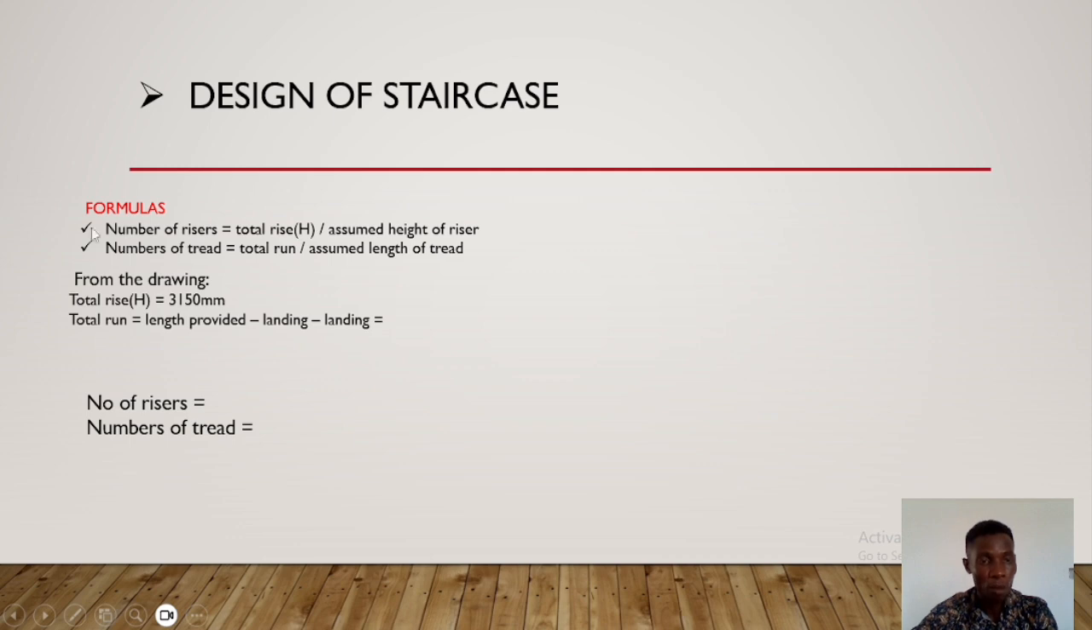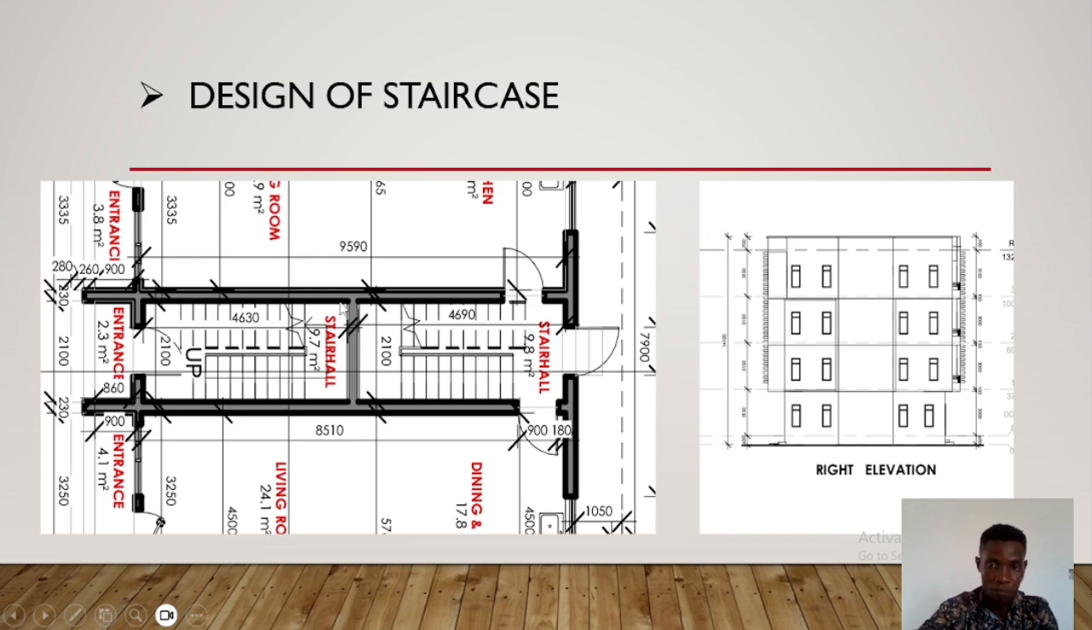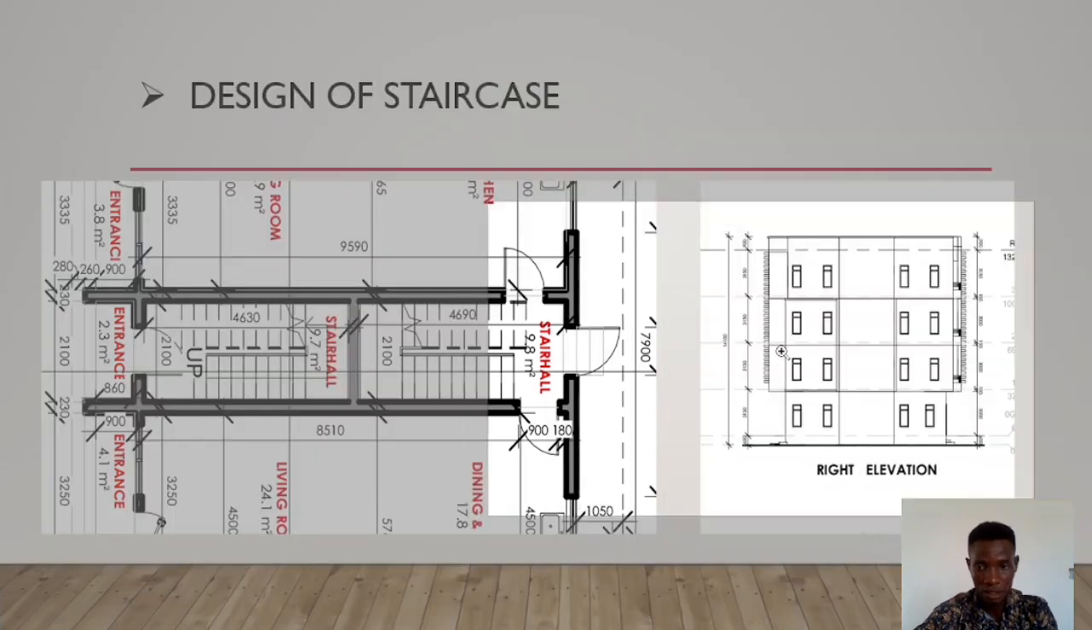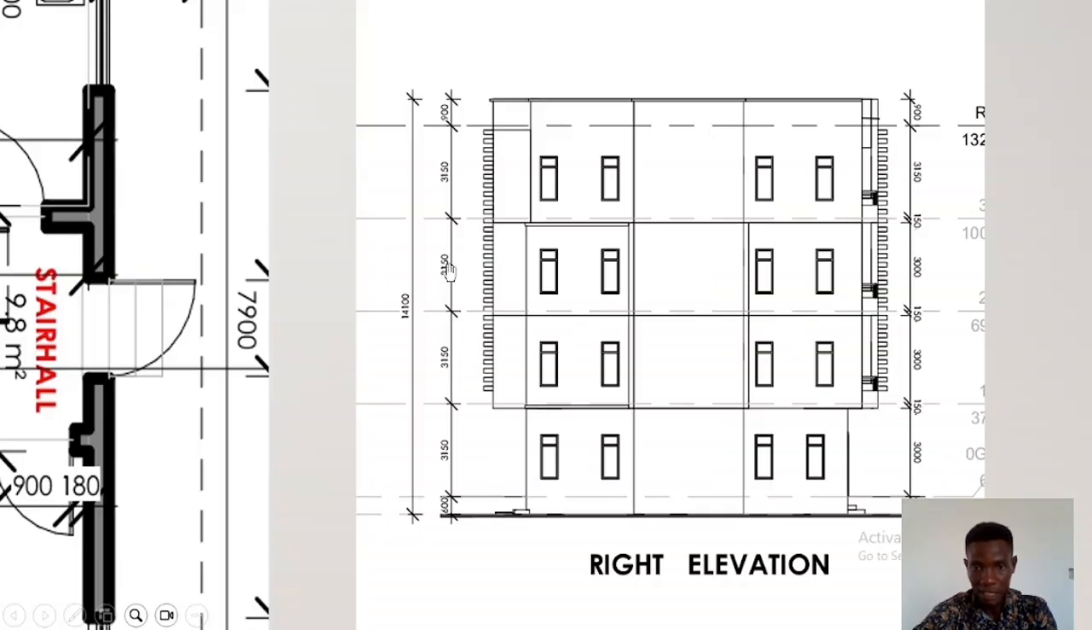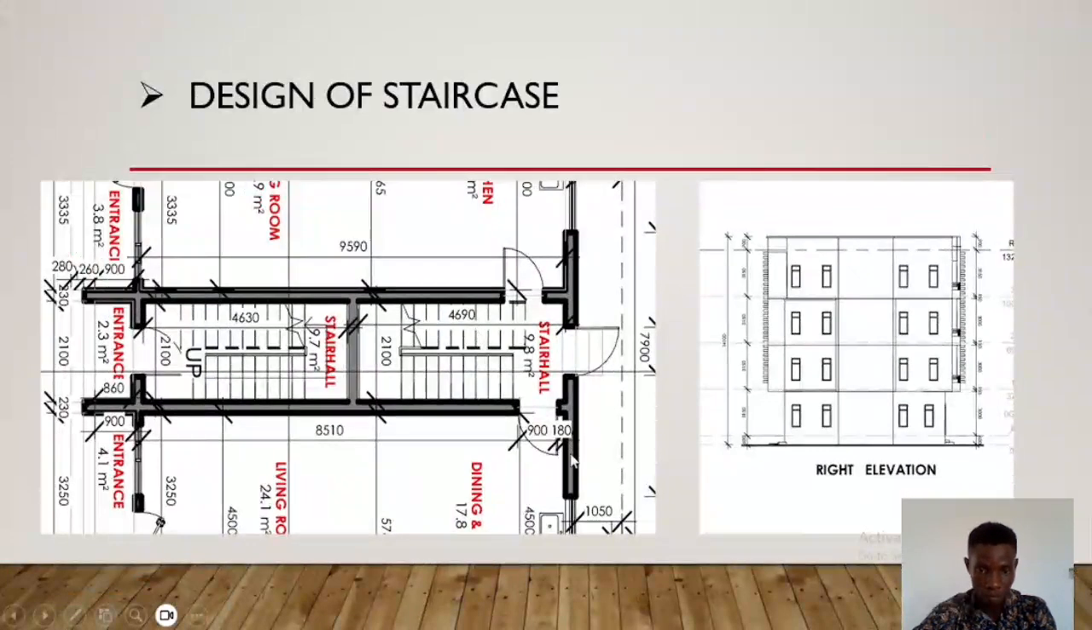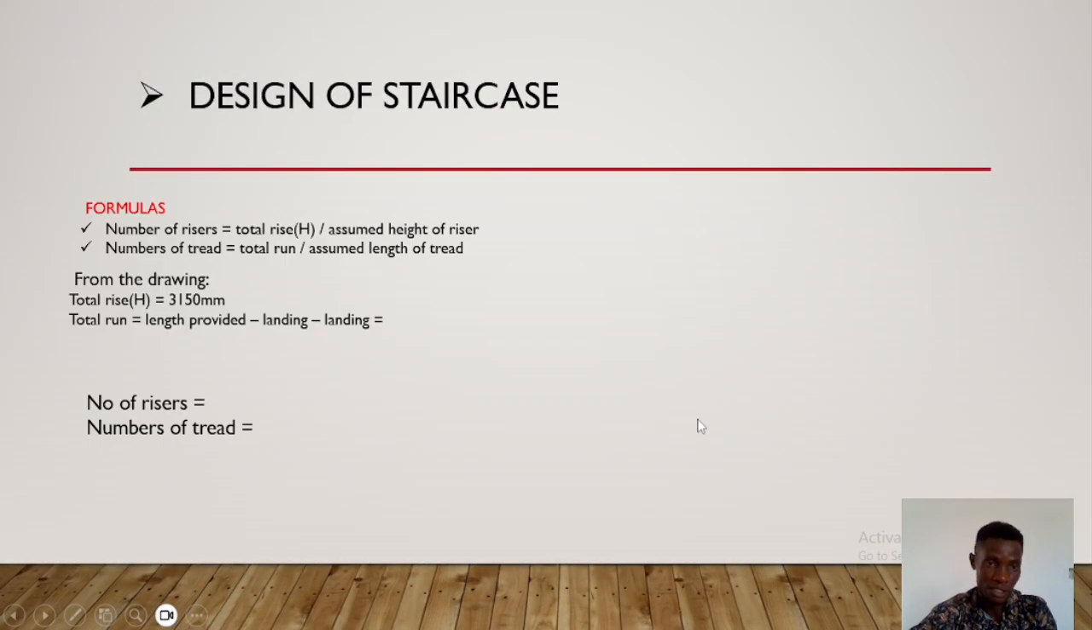So to get the number of risers you need, it is the total rise divided by the assumed height of riser. Total rise of this building we have now is 3,150, just like I showed you here. Let me zoom in. So 3,150 is the total rise of this building now. Now the assumed height of riser is what you divide by.